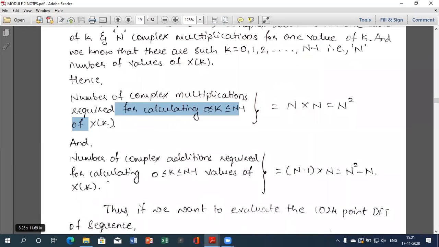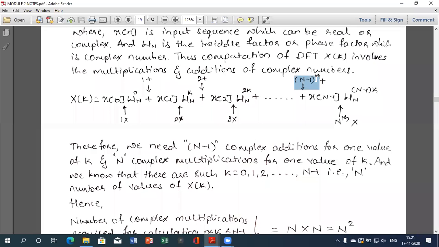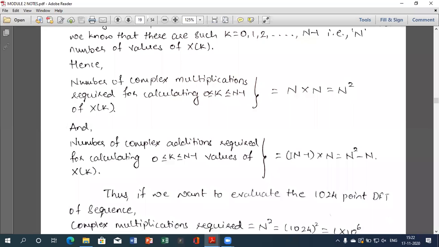Similarly, consider the number of complex additions required for calculating k equals 0 to n minus 1 values of x of k, that is, if k equals capital N. For only one value of k, I need n minus 1 complex additions. If k equals capital N, then the complex additions required are n minus 1 into capital N, that is, n square minus n complex additions to compute one complete DFT.